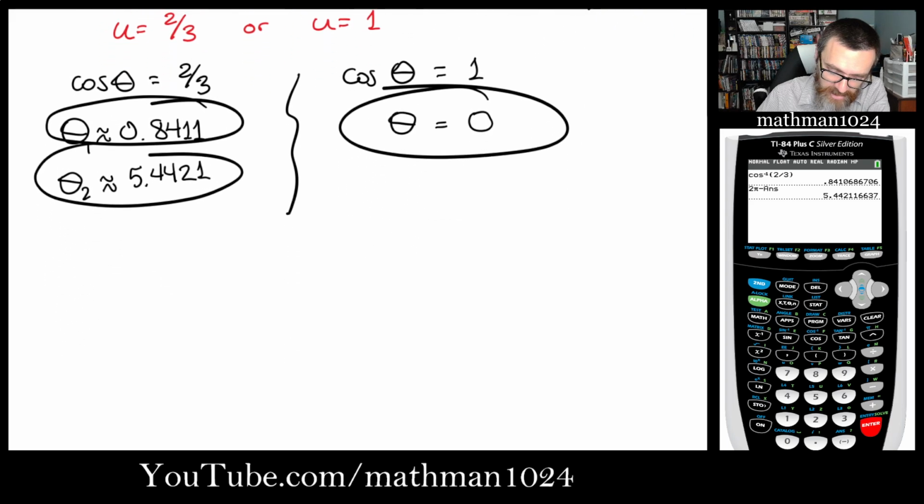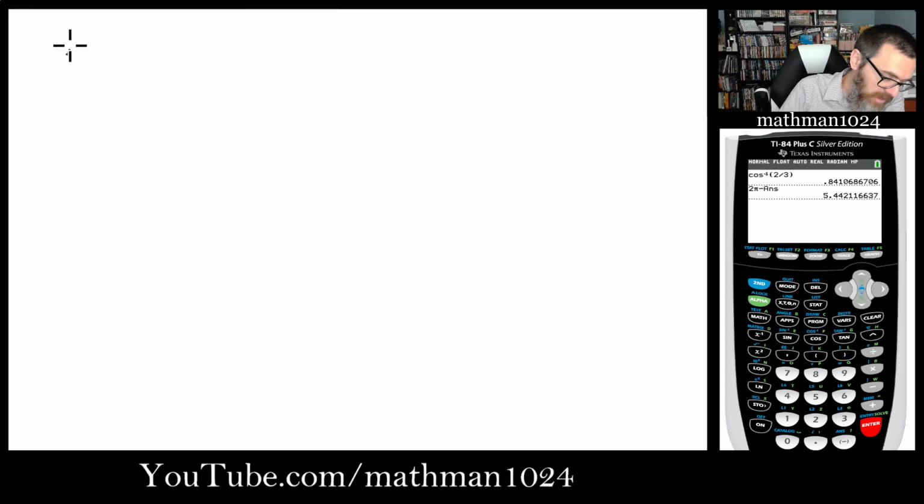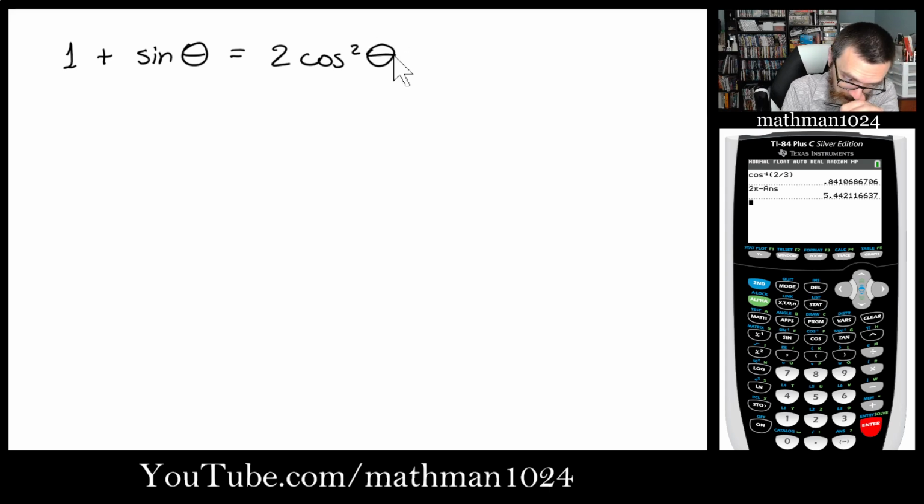All right, let's take a look at the next one. So the next one says 1 plus sine of theta equals 2 cosine squared of theta.